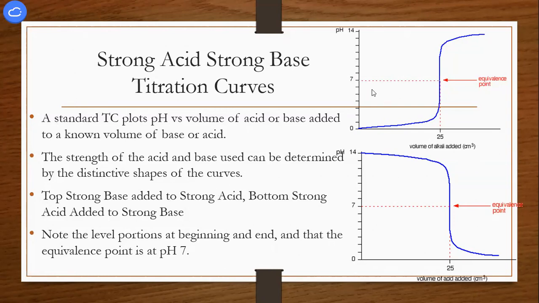These are really easy to determine: if it's a strong acid and strong base, the pH is 7, and all you can determine is the equivalence point. You cannot determine the Ka. That's all we got. This one is a strong base, and I'm adding acid to it until we get to the equivalence point, and boom, it shoots down.